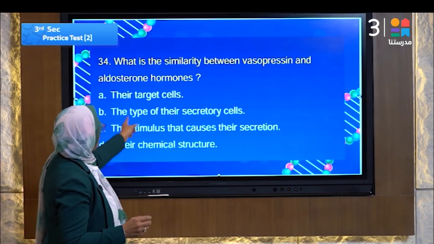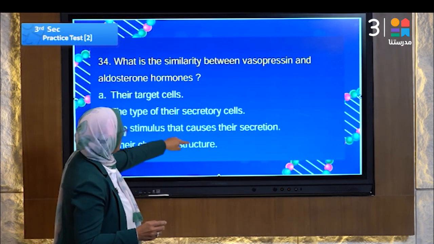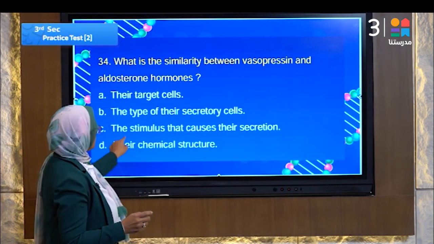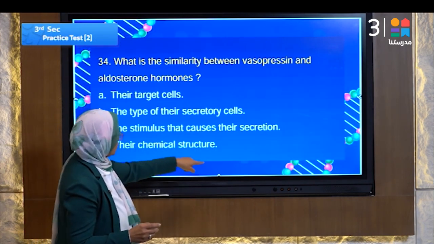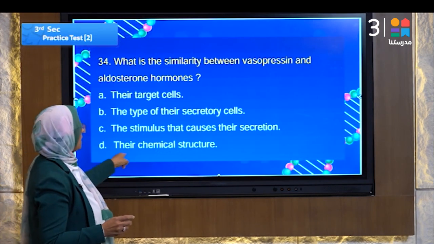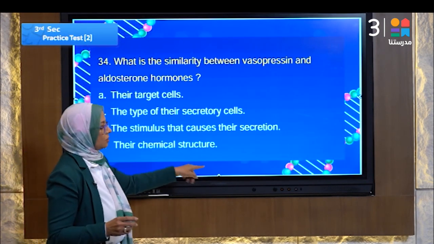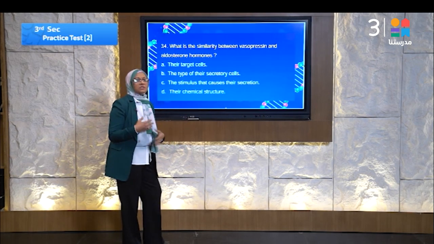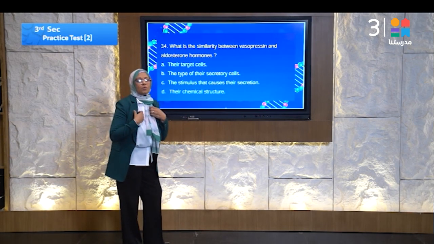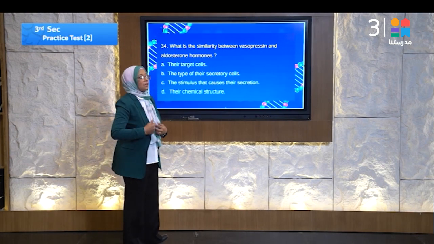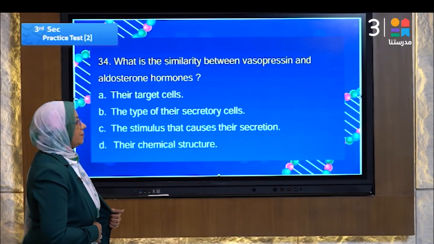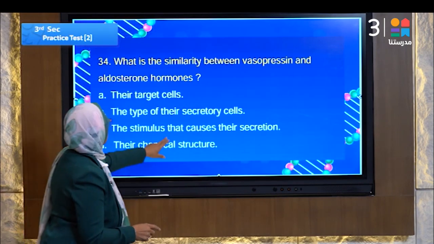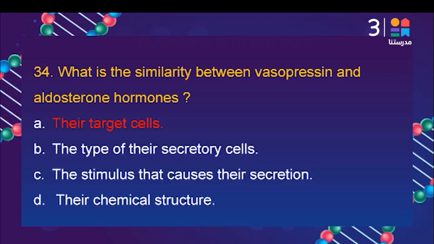B, the type of their secretory cells. Number C, the stimulus that causes their secretion. D, their chemical structure. Their chemical structures are not derived from each other because they are 2 types of hormones. The hormone is a protein. So when we think, we must choose the first one. Their target cells.